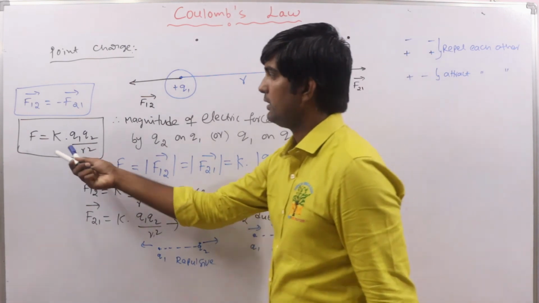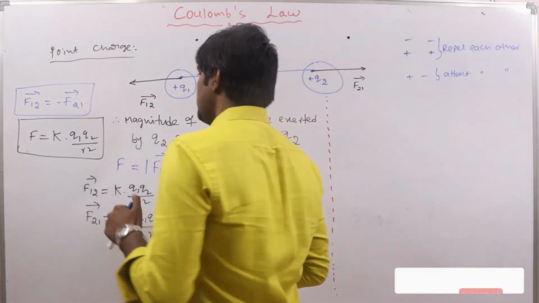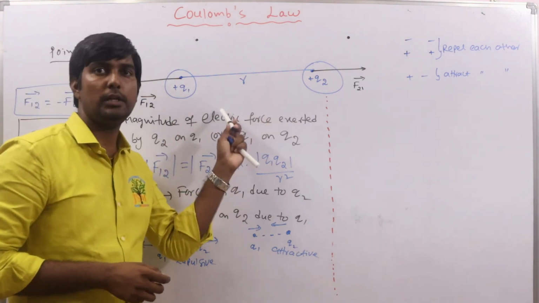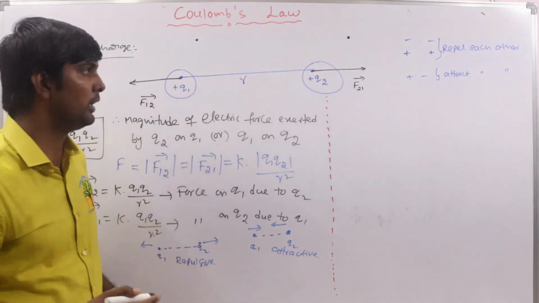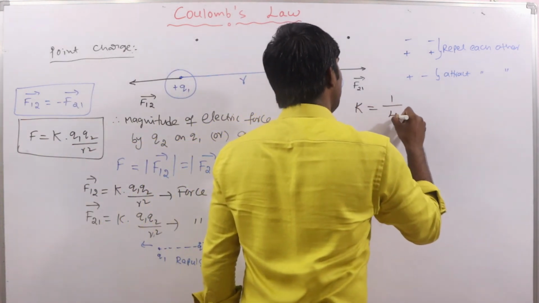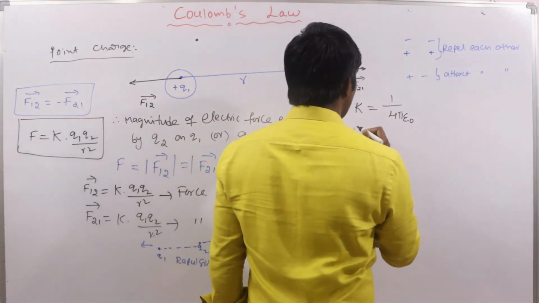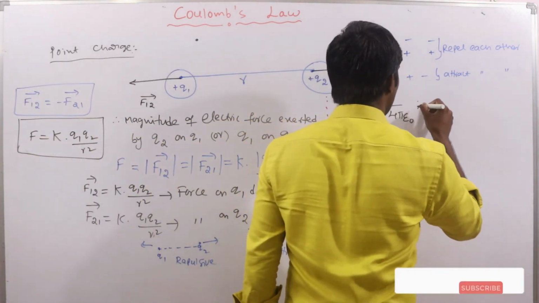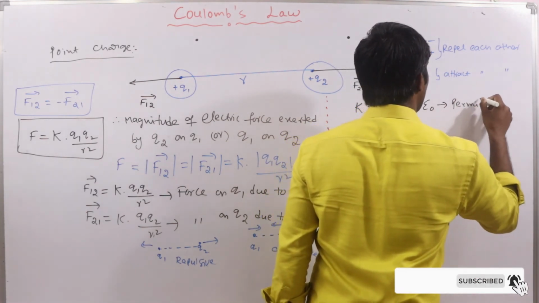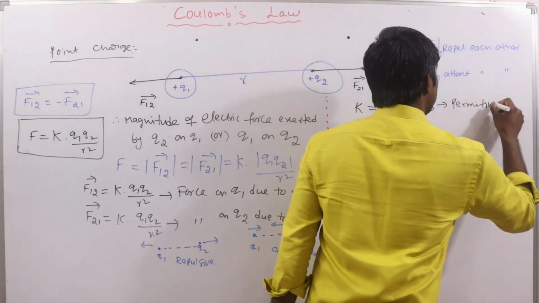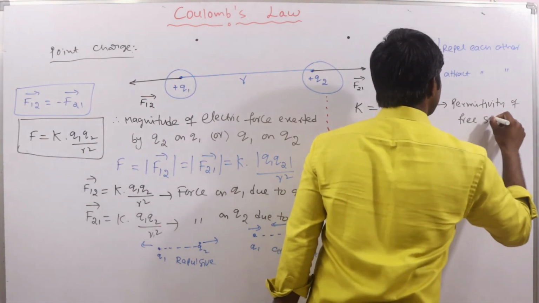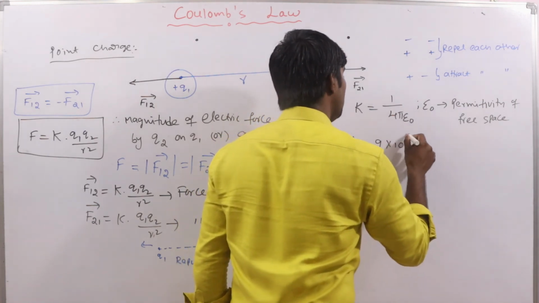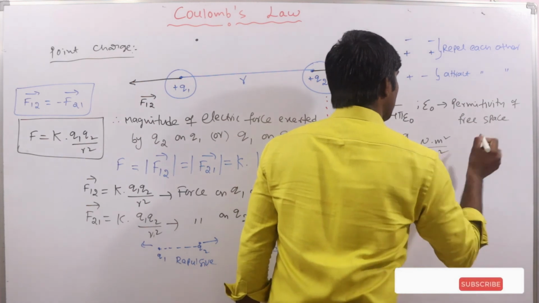also inversely proportional to the square of the distance between those two charged bodies. Now see here, what is the significance of this K? Proportionality constant. This K value is not fixed. K value depends on the medium in which we are doing this experiment or in which we are taking the charged bodies. So this K is equal to 1 by 4 pi epsilon naught. Here we are discussing free space or air. This epsilon naught is the permittivity of free space, and this K value is equal to 9 into 10 power 9 Newton meter square per Coulomb square.